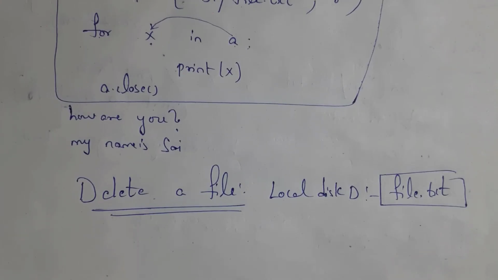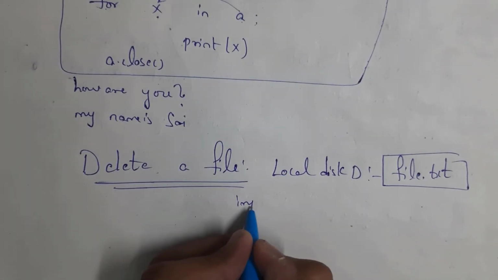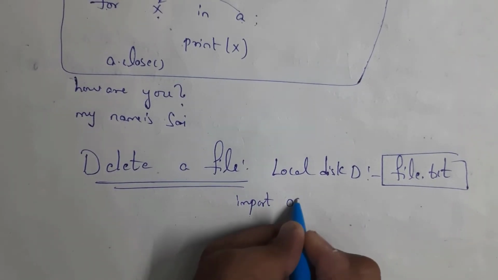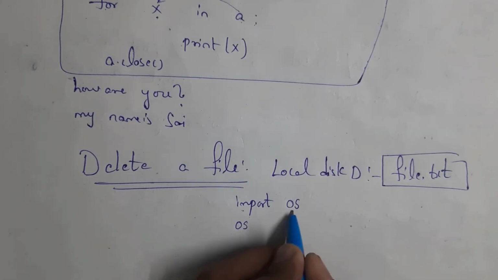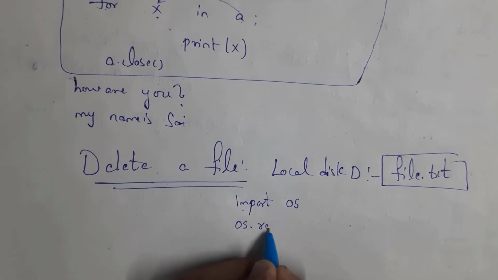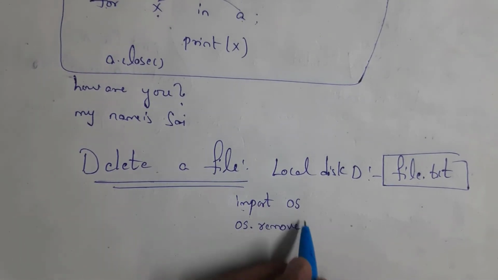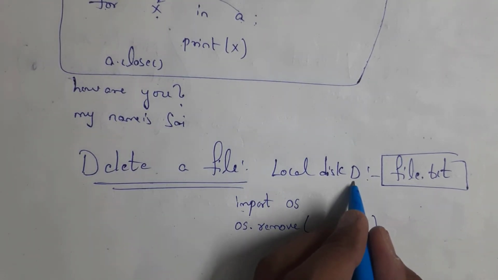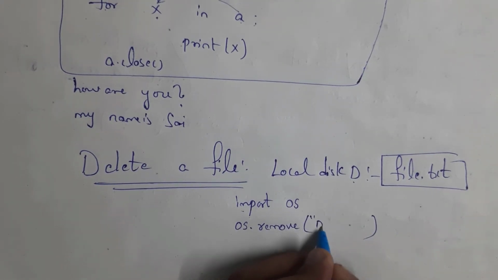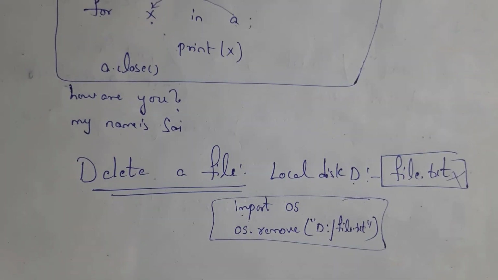Next I will explain how to delete a file. In order to delete any file, at first you need to import OS module. By using import keyword, you can import any module. This is the program. At first write import os, where os stands for operating system. This is the module. Next write os, which is module name, dot remove. By using remove function, you can remove any file. Inside brackets, you need to write the file name. My file is present in local disk D with name file.txt, so just write here D:/file.txt. Whenever you run this code, it will delete my file.